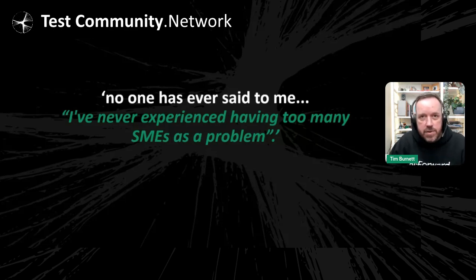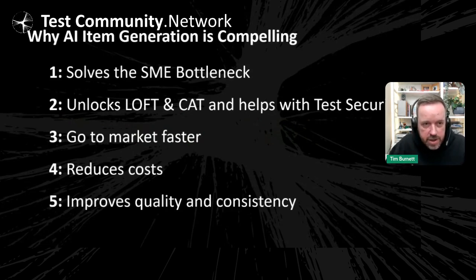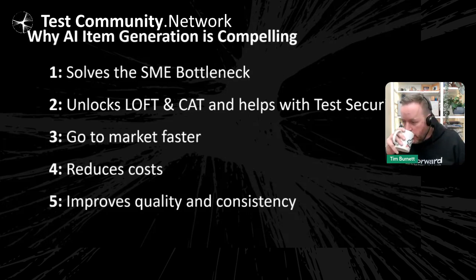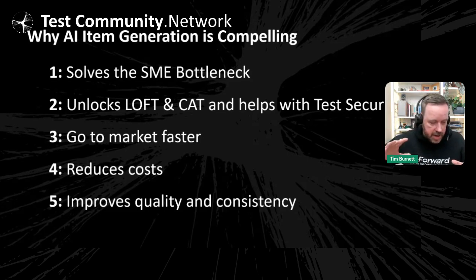You're always trying to find SMEs. It's always a challenge, and that's one of the reasons why AI generation is so compelling. It solves this SME bottleneck. A lot of organizations want to adopt LOFT or CAT, and they need more items. So they're looking at this test security issue, and they want to grow their item banks, and AI offers a potential chance for that.